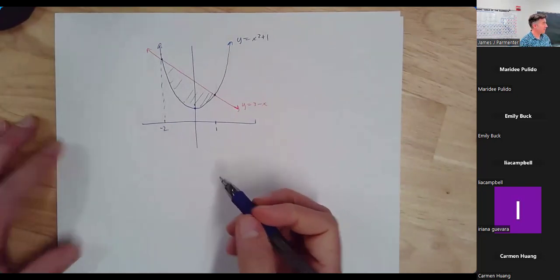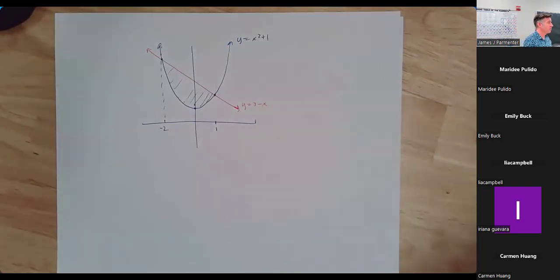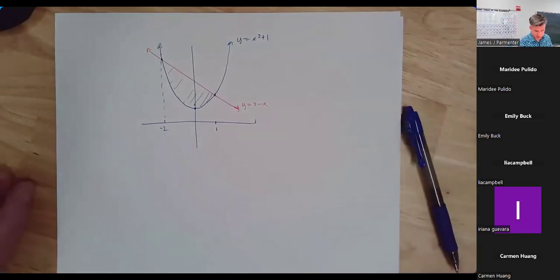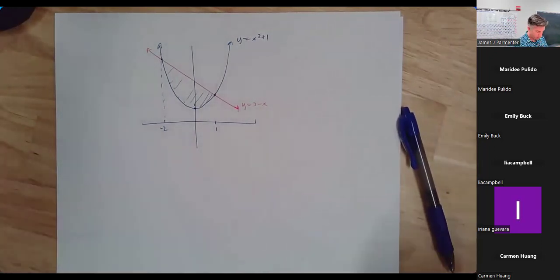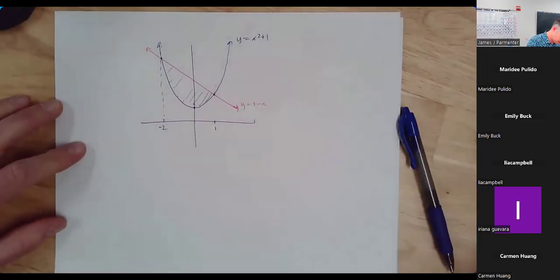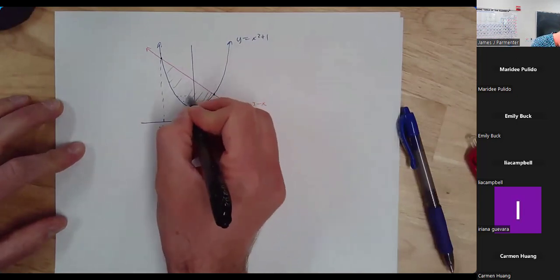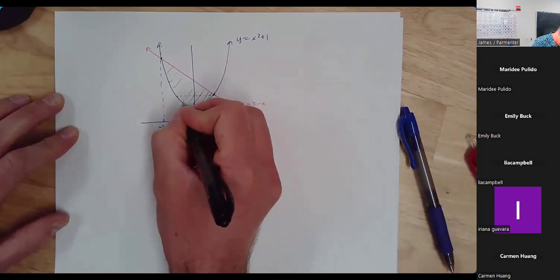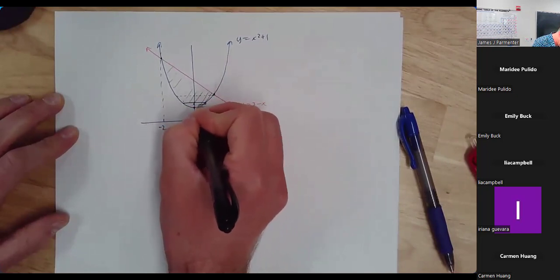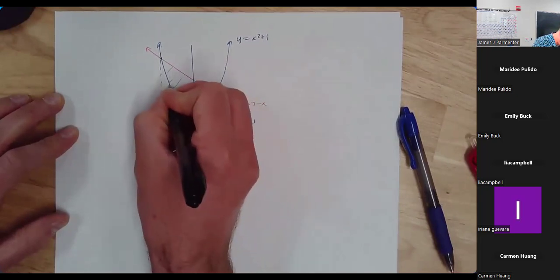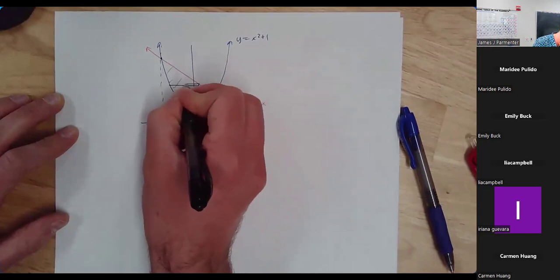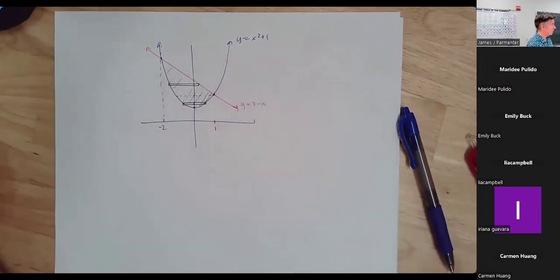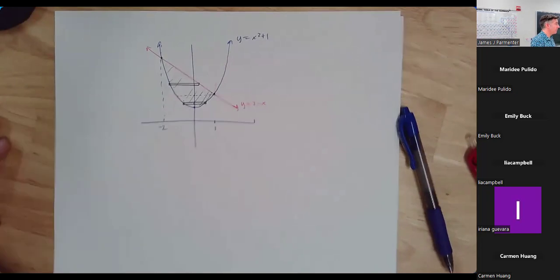So since our line is vertical, our strip has to be horizontal. And kind of grossly here, we have to use two different strips. Because right here, if you're below that, your strip has the right-hand function being the parabola. If you're above that, the strip has the right-hand function being the straight line. Which is kind of super annoying, but such is life.